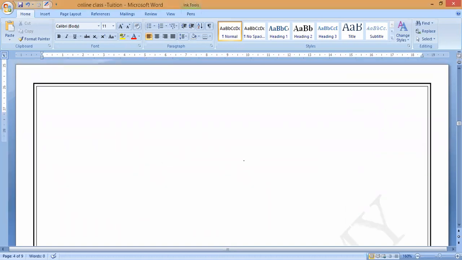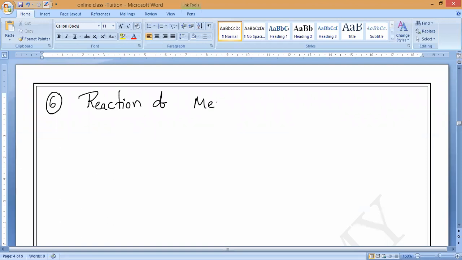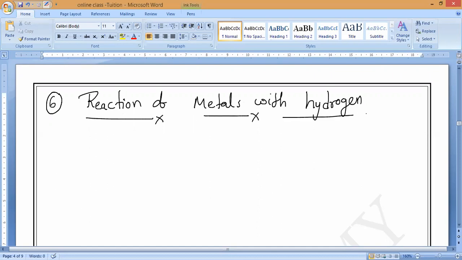So this is the reaction of metals with chlorine gas. Now, the last chemical property of metals: reaction of metals with hydrogen. Everybody write, very, very important. This is the last property, the chemical property of metals.